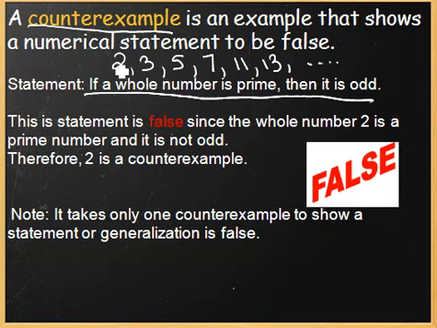Each one of our numbers that is prime has only 2 distinct factors, one and itself. For example, the factors of 2 are 1 and 2. Factors of 3 are 1 and 3. We can see by a list of prime numbers that the statement, if our whole number is prime, then it is odd, is false, since the whole number 2 is prime, but it's not odd. Therefore, 2 is going to serve as a counterexample. We would know that it only takes one counterexample to show that a generalization is false, but it takes an infinite number of examples to show that a statement is valid.